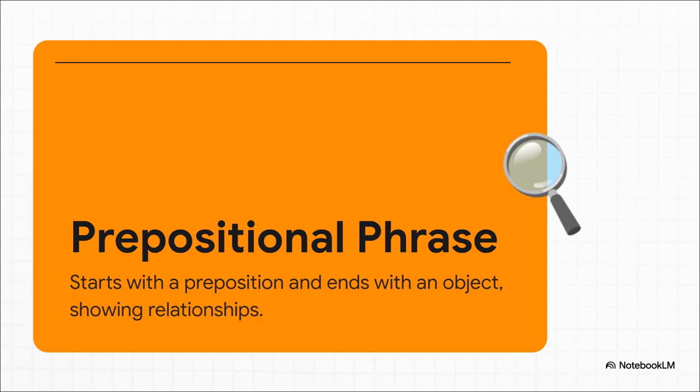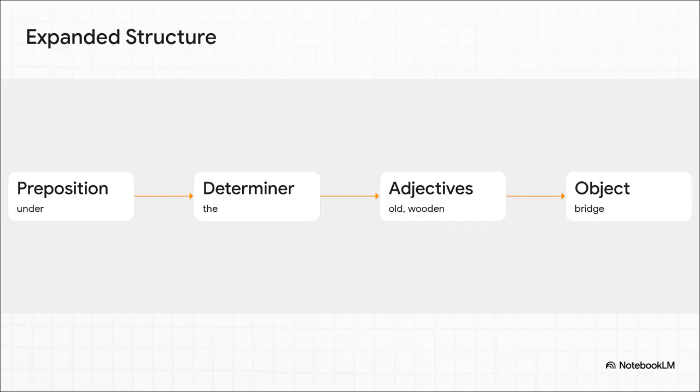Pretty simple, right? Now let's take that basic formula and expand it to create something a bit more descriptive. Instead of just saying under bridges, we can say under the old wooden bridge. Notice the steps here. Step 1 is our preposition, under. Step 2 is a determiner, the. Step 3, we layer in some adjectives like old and wooden just to give it some texture. And finally, step 4 is our object head noun, bridge. The underlying structure remains exactly the same, but the descriptive power, that is a massive upgrade.